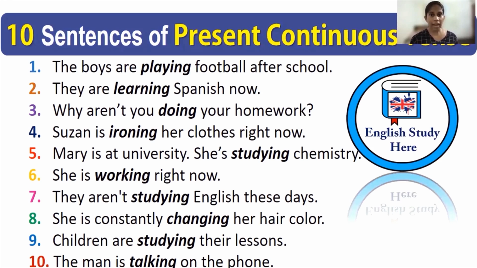She is studying chemistry. Sixth sentence is, she is working right now. Here the subject is she, relevant helping verb is, and the ing form of the verb is working. She is working right now. They are studying English these days. She is constantly changing her hair color. Children are studying their lessons. The man is talking on the phone.